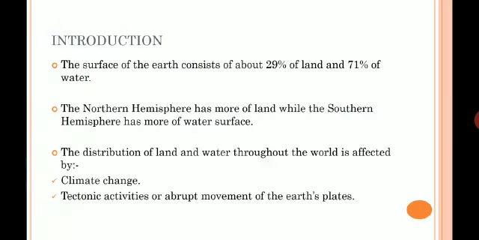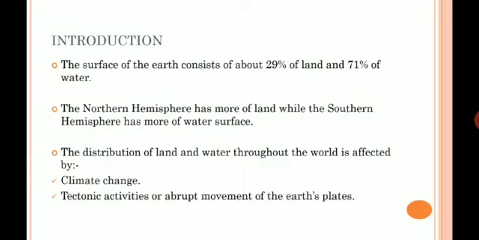The surface of the earth is made up of 29% of land and 71% of water. This thing you have already studied in the previous chapter, chapter number 1. Earth is also known as the blue planet, as you all know, because it is covered with 71% of the water resource and the remaining 29% with land resource.